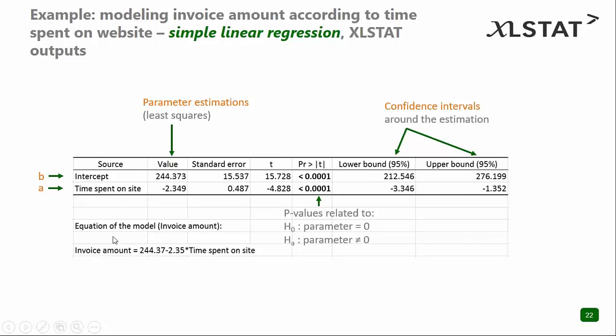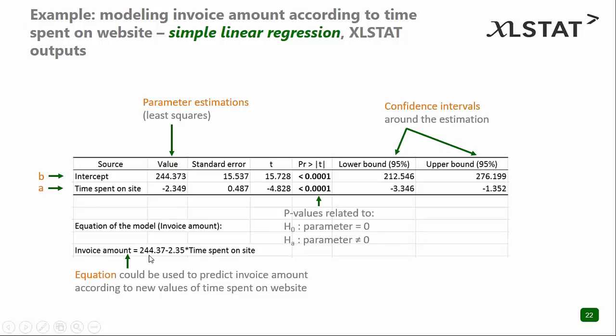Then an important output here is the equation. So this is my y equals ax plus b with values of a and b that were replaced here. So this is b and this is a. And you can use this equation to predict the invoice amount according to new values of time spent on the website. If you have new clients who are using your website, you can more or less predict their invoice amount, using this equation.